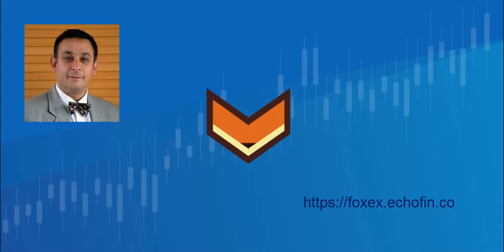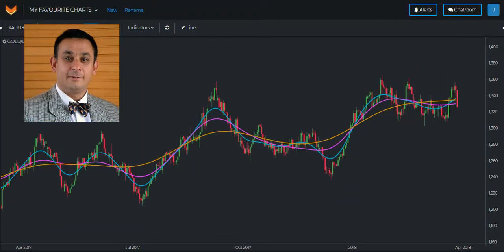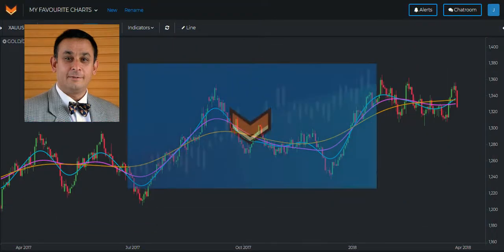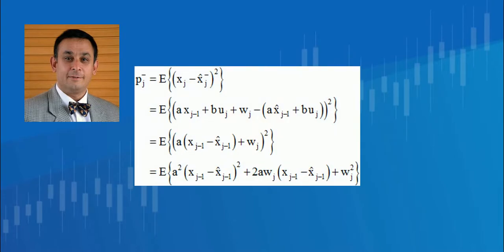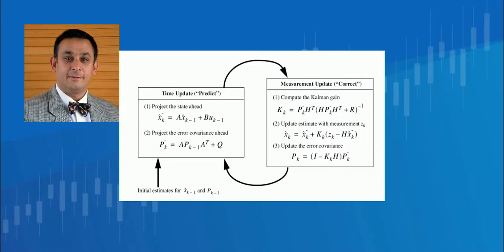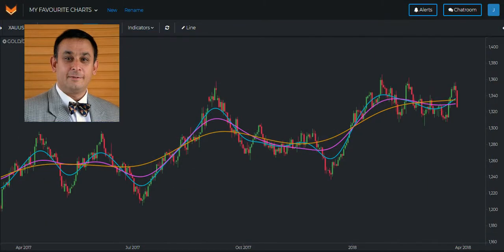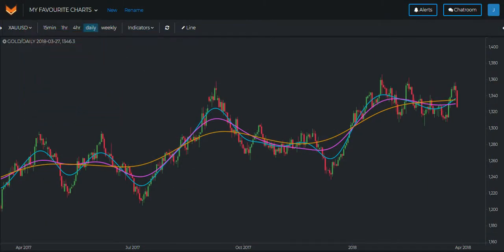Just for the record, some of the mathematics and the science behind these innocent looking lines looks something like this. Fortunately, there is absolutely no need whatsoever to understand or learn any of this information. At FoxEx, we call these three lines the wealth crossover, and in addition to a little bit of sensible and simple trade management, this indicator may well be the only trading tool that you will ever need in order to thrive abundantly as a trader.